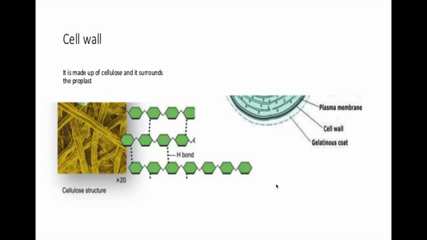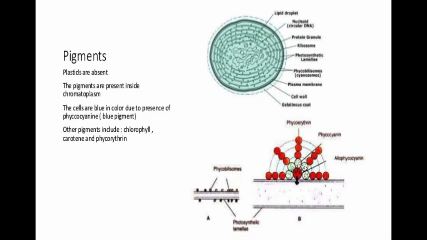So this is the cell wall structure. You can see the plasma membrane here. You can see the cell wall here. And this is the gelatinous coat you can see. The cell wall is made up of cellulose and it is surrounded by the protoplast.